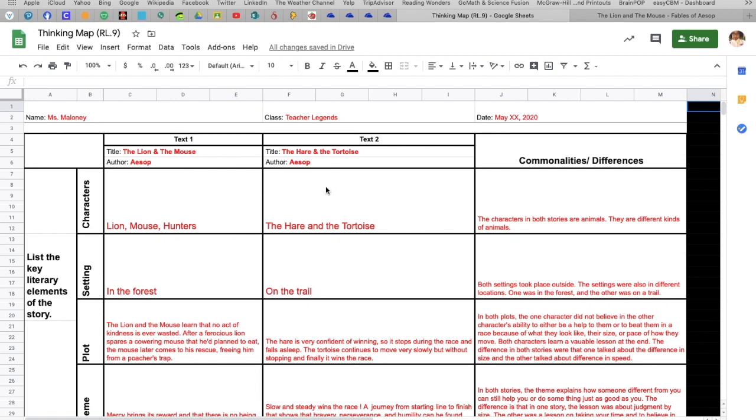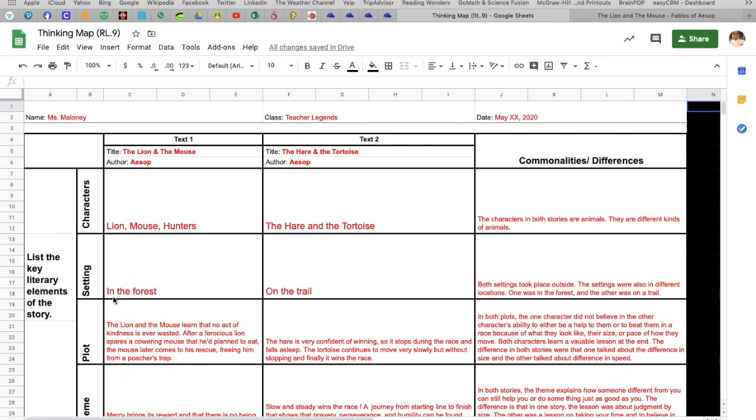You might have two different stories by the same author, or you could read two different stories by different authors. But what you are essentially doing is comparing and contrasting both stories. You are putting the characters in the first box, and you are explaining what commonalities or differences the characters have. So the commonality in the tortoise and the hare and the lion and the mouse is they're both animals, but they're different kinds of animals.